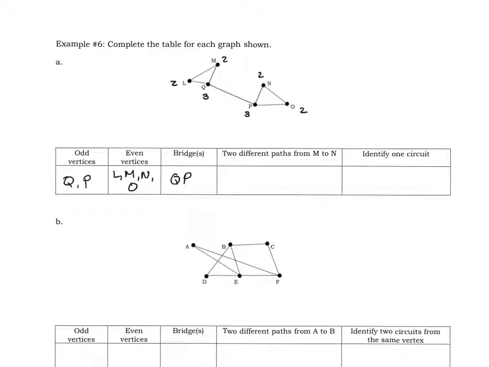And they ask for two different paths from M to N. So one of those paths is M, Q, P, N. Or I could say M, L, Q, P, N. Identify one circuit. Let us consider L, M, Q, and then back to L.